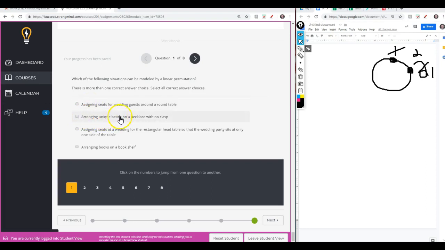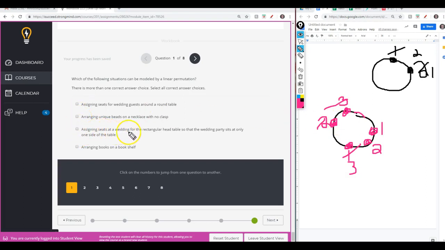Arranging unique beads on a necklace with no clasp. Okay, no clasp again on a necklace means that you could have all sorts of beads right here. And again, someone could come up and say, well, this is bead 1 and this is bead 2 and this is bead 3. Because there's not a clasp, there's no way to really designate if actually this was bead 1, bead 2, bead 3. So there's no initial start and initial end. So that one's not a linear permutation.